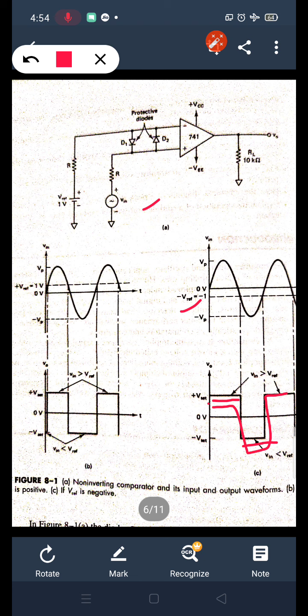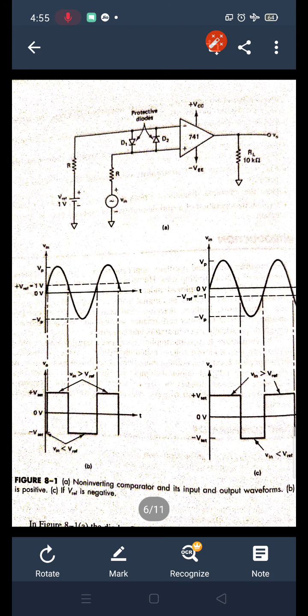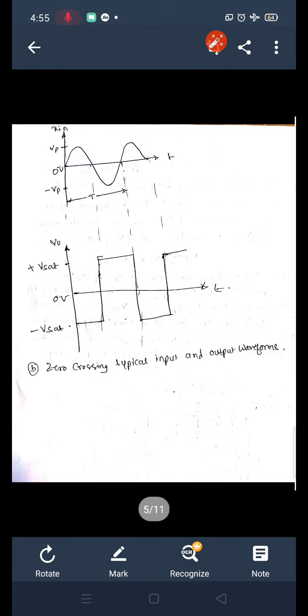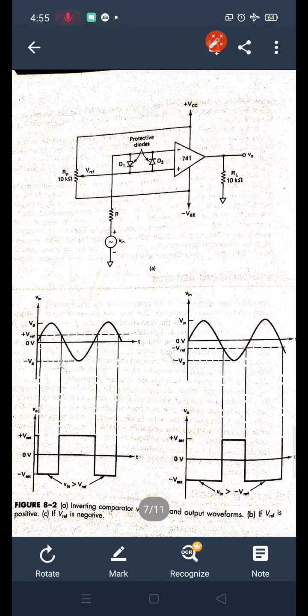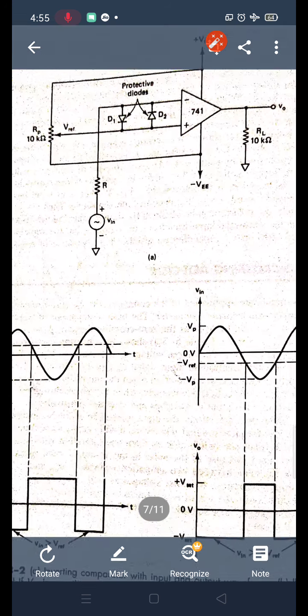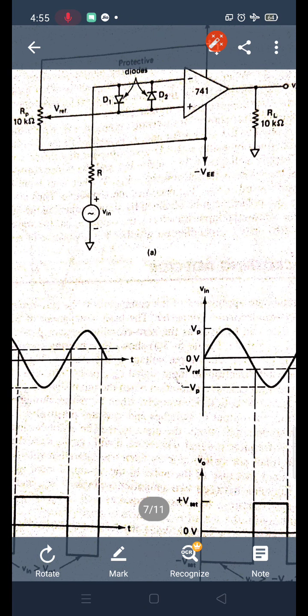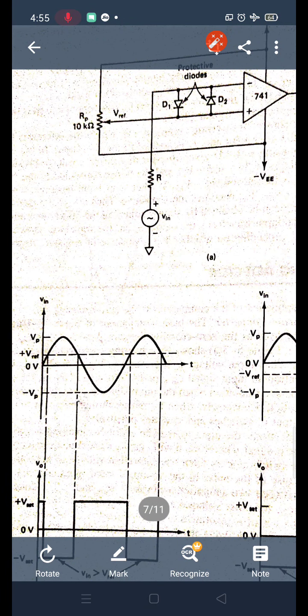And now, non-inverting comparator. Similarly, we can study the inverting comparator. Just look here, this figure shows an inverting comparator. In an inverting comparator, the reference voltage is applied to which terminal now? The reference voltage is applied to the plus terminal, right?